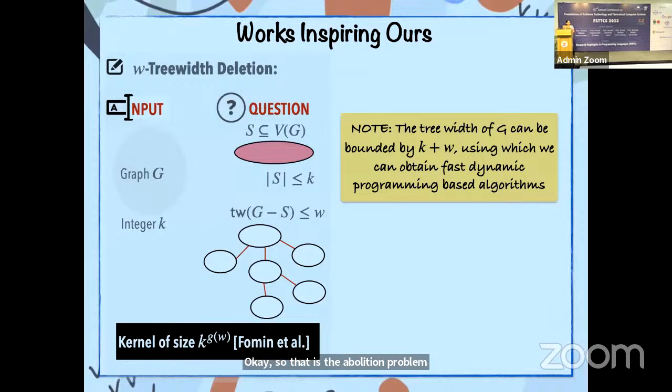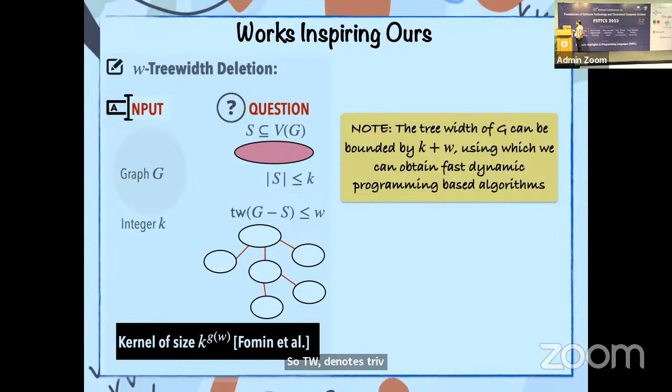Now let me talk about the works that have inspired the work that we are doing. The first one is W tree width deletion. It is the same as the F deletion problem, where F is the family of graphs which have tree width at most W. So remember, it has the word width in its name, so I'll be using W. There will be one more letter, so remember this W. Okay. Here the input is a graph G and a number K. And the question is, can you delete at most K vertices so that the resulting graph has tree width at most W? So TW denotes tree width.